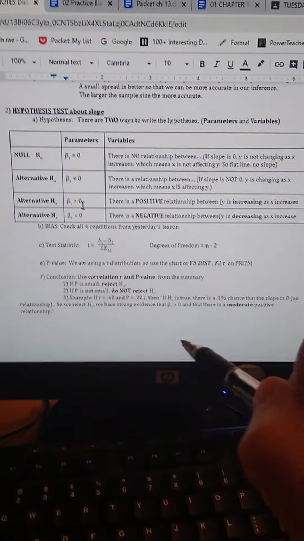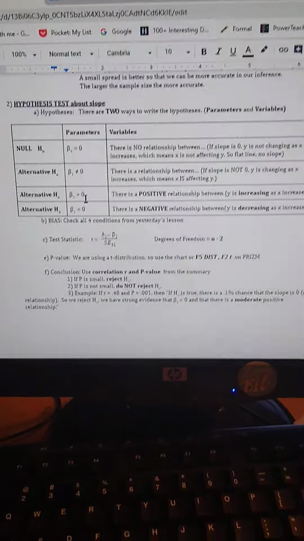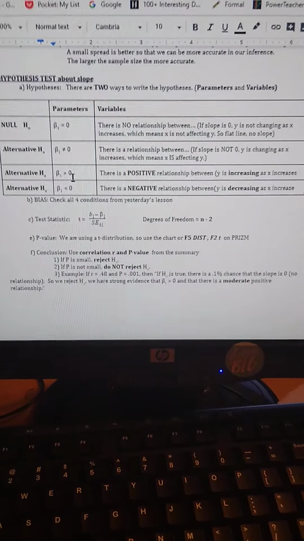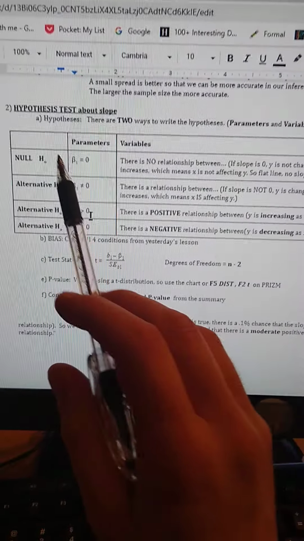Let's jump into the hypothesis test. And again, I will have this posted, so if you want to take a look at it, maybe even print it off and follow along as we go through this.